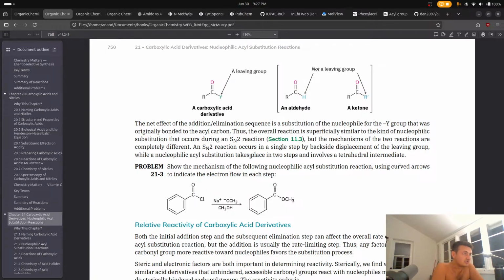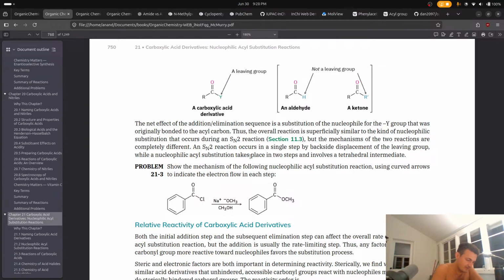Okay, so what do we have here? Show the mechanism of the following nucleophilic acyl substitution reaction using curved arrows to indicate the electron flow in each step. All right, so let's name this. It's benzoic acid derived, so it should be benzoyl chloride. And then we have methoxide. So what happens is, in methanol, this lone pair comes, attacks carbon, and pushes a lone pair here.